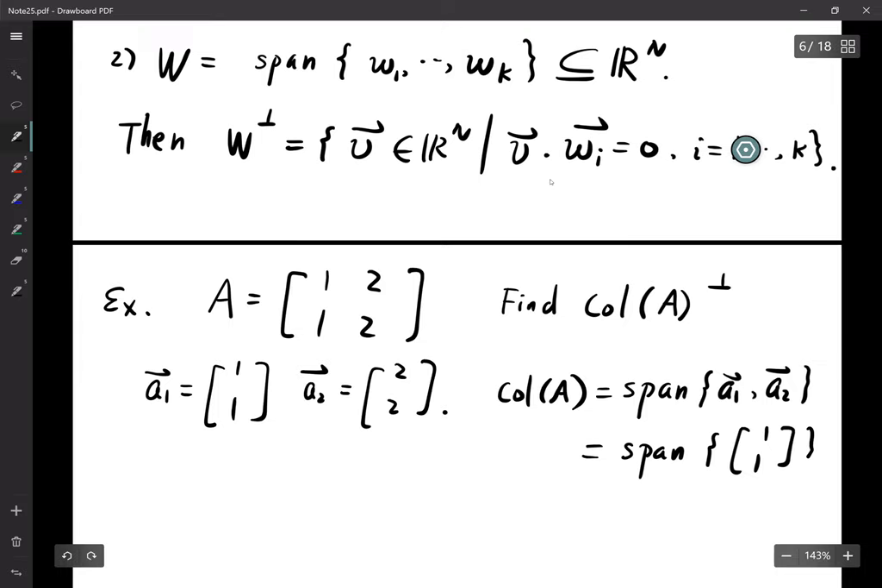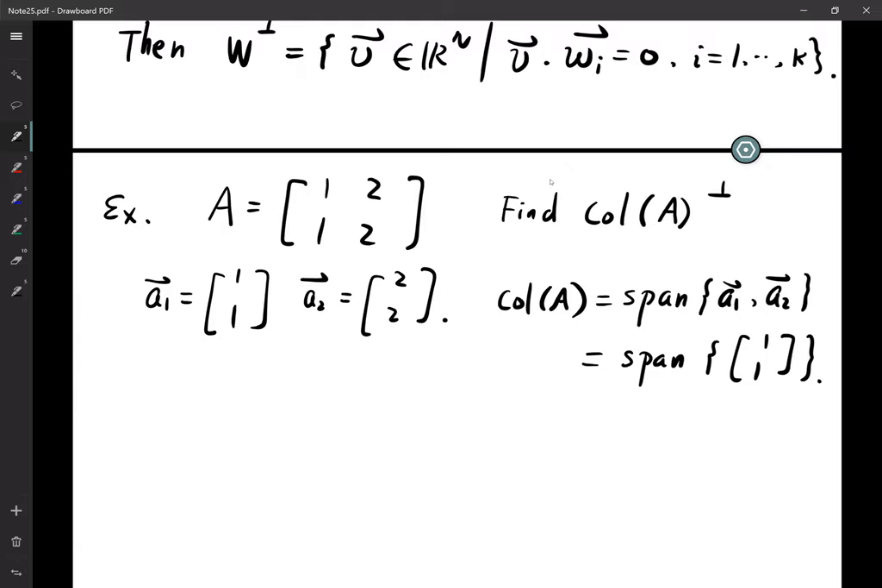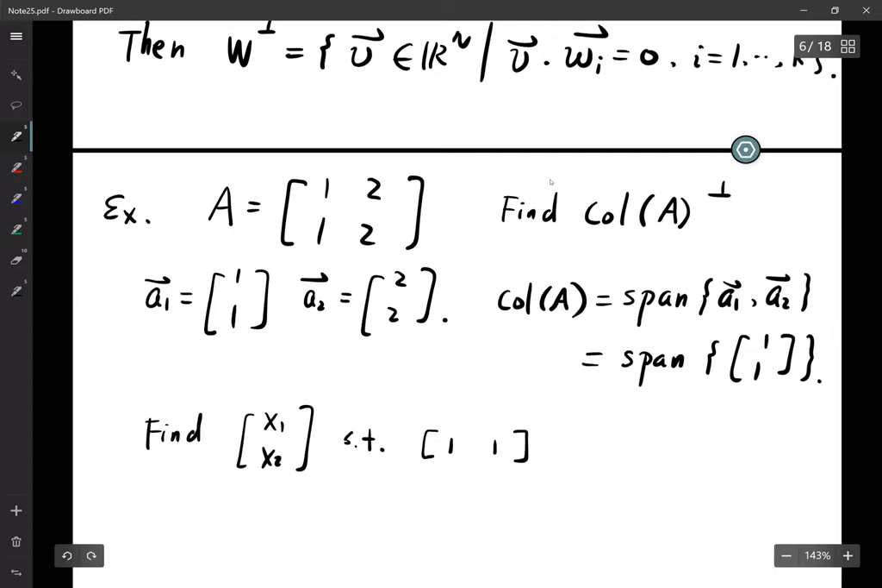Now I want to find the column space of A perp, which means I want to find the vector, call it (x1, x2), such that (1, 1) times (x1, x2) is 0.